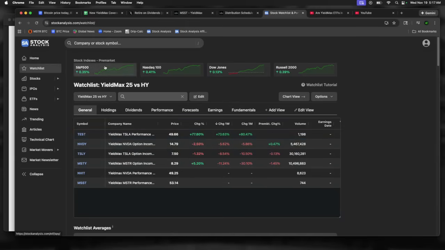Oh crap! Look at the top. The indexes just flipped green. I swear, at 4 a.m. these suckers were red. Last night these were red. Now we're flipping green. Oh my God! A sign of something good.